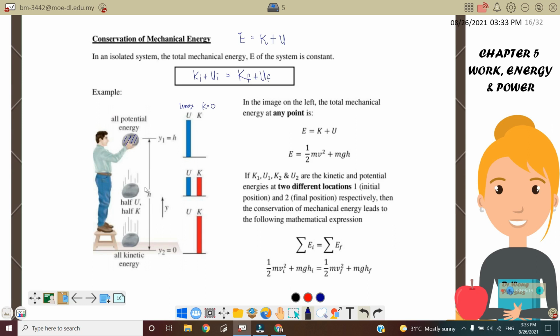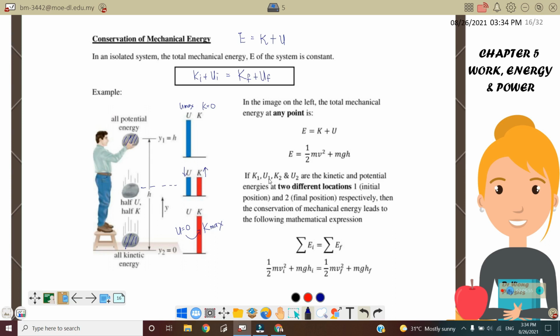At the second position, let's say halfway, the potential energy will reduce, and at that moment the kinetic energy will increase. Finally, just before it reaches the ground, the height is equal to zero. So the potential energy at that moment will equal zero, and all the potential energy has already converted to kinetic energy, so the kinetic energy is maximum.